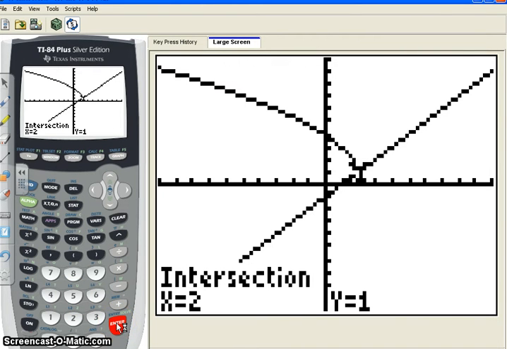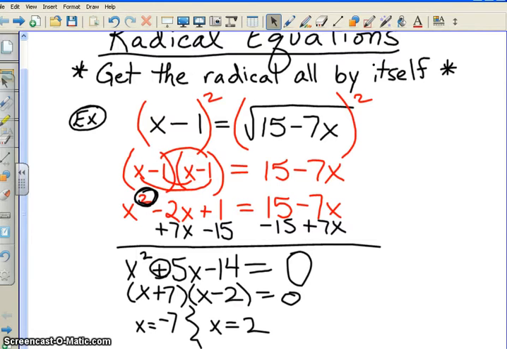X equals positive 2. But notice my other supposed x value, negative 7. If we go over to negative 7, the curve and the line do not intersect there. So this negative 7 is what we call an extraneous solution. It does not check into our original equation. I'll show that in just a second.